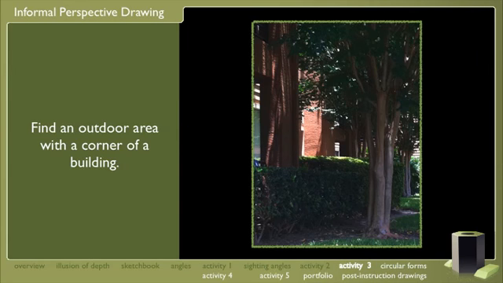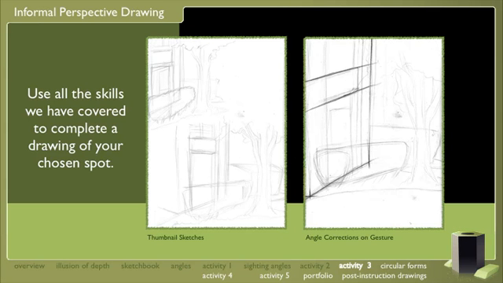Using all of the skills we have covered, seeing edges, seeing spaces, and seeing relationships, you will now complete an outdoor perspective scene showing good proportion, negative space, and perspective.